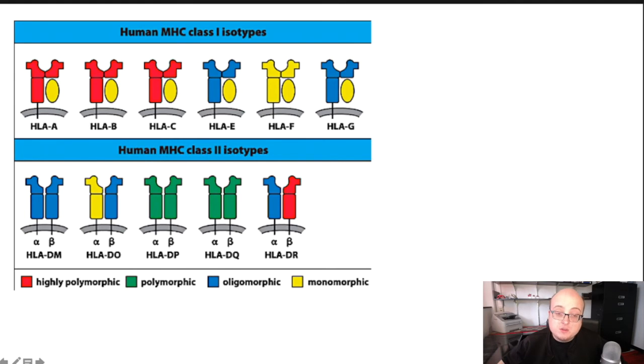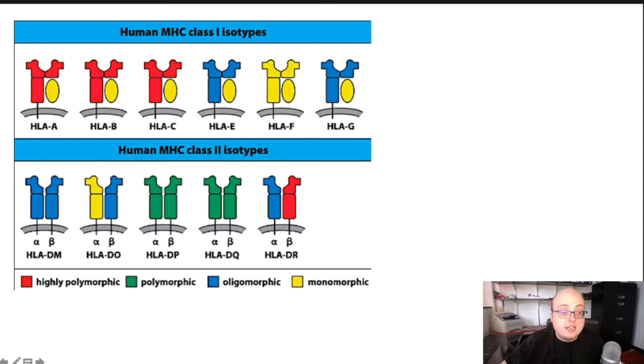For MHC class 2, there's a little bit more of a mixed picture here. So for DP, DQ, and DR, which are the ones that present antigen to MHC class 2, we say they are polymorphic, not quite as polymorphic as the MHC class 1 isoforms, but polymorphic nonetheless. Specifically within HLA-DR, the beta chain of HLA-DR is highly polymorphic. In contrast, though, the alpha chain of HLA-DR is relatively not polymorphic. There's only a couple versions of HLA-DR alpha. So most of the genetic diversity within HLA-DR has to come exclusively from the beta chain.